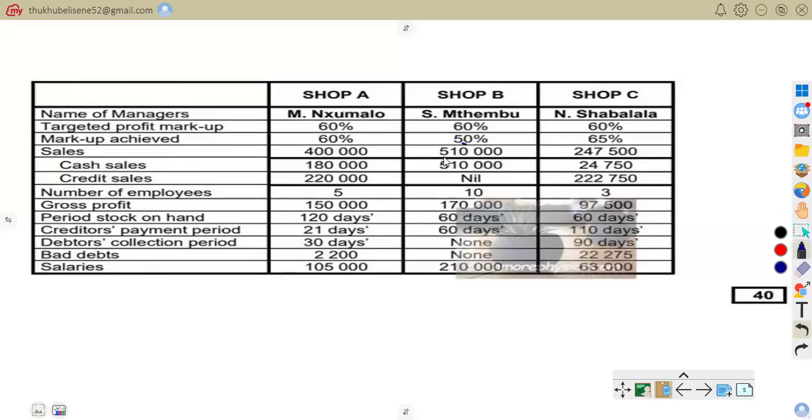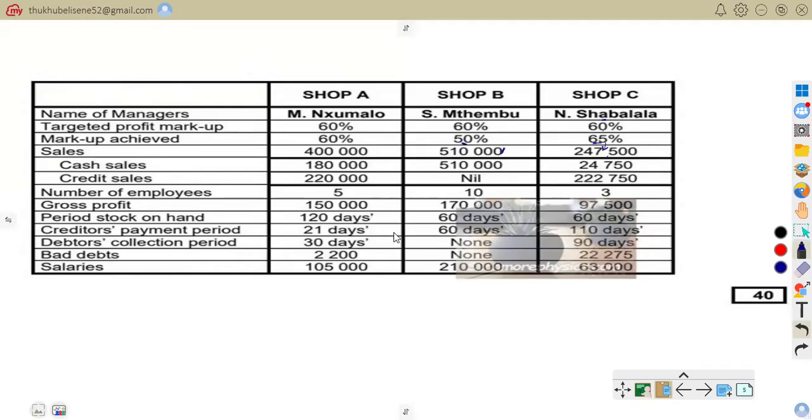That's why I'm saying Mutembu decreased his prices by 10% as his sales are highest. You can see now his sales are highest. So hope we get that. But Shabalala now increased his price by 5%, because it's no longer 60, it's now 65%. So Shabalala increased his prices by 5% and he had the lowest sales. You can see his sales are lowest as compared to Mutembu's sales.